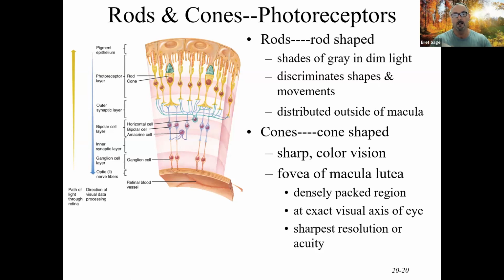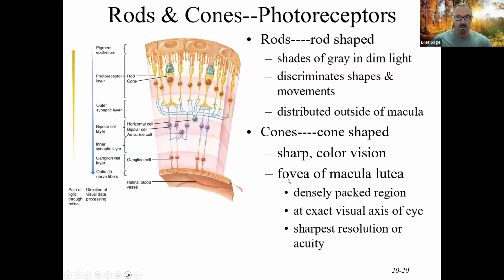As soon as we look at it, our macula, which contains cones, is focused on it, and then we see the color. Cones are cone-shaped. They're used for sharp color vision, but it requires brighter light. So we tend to use the cones in daylight or rods at night.